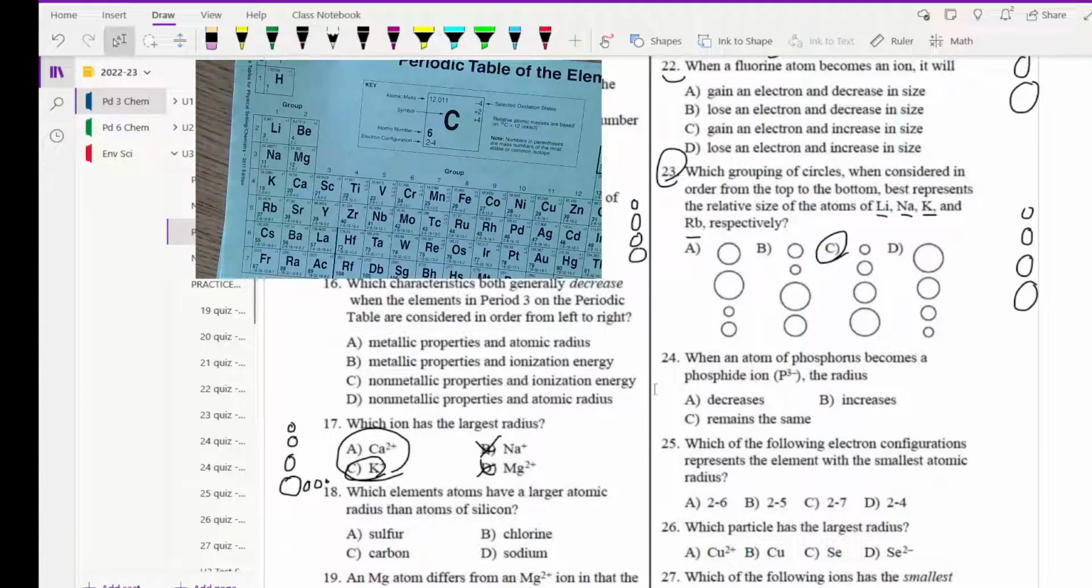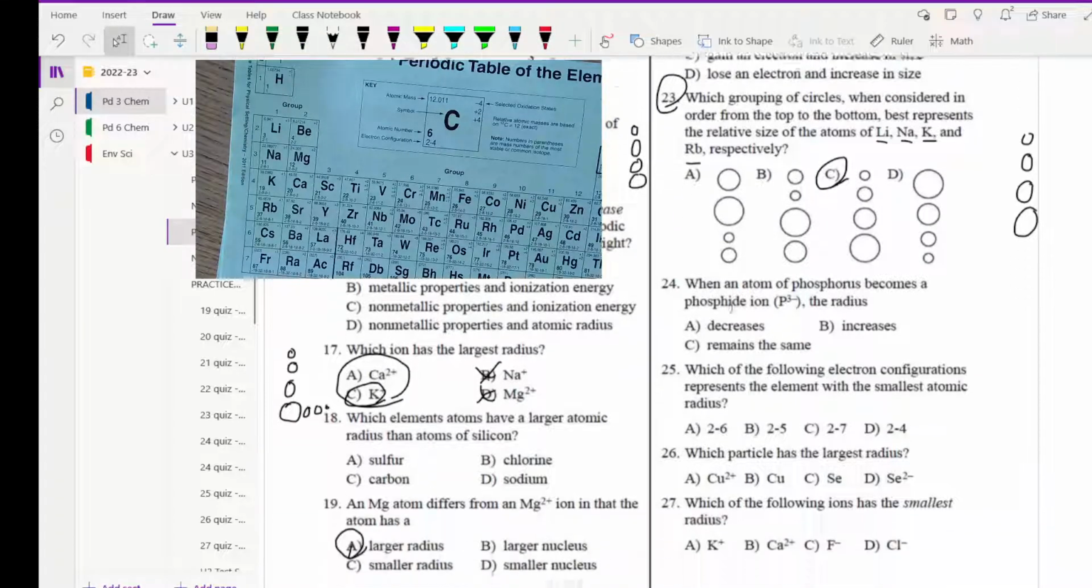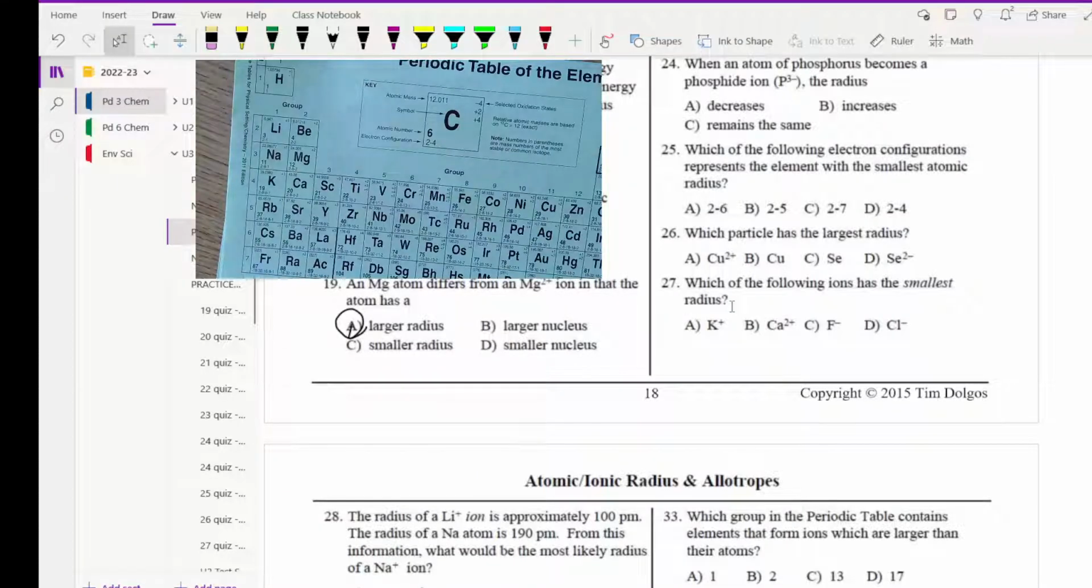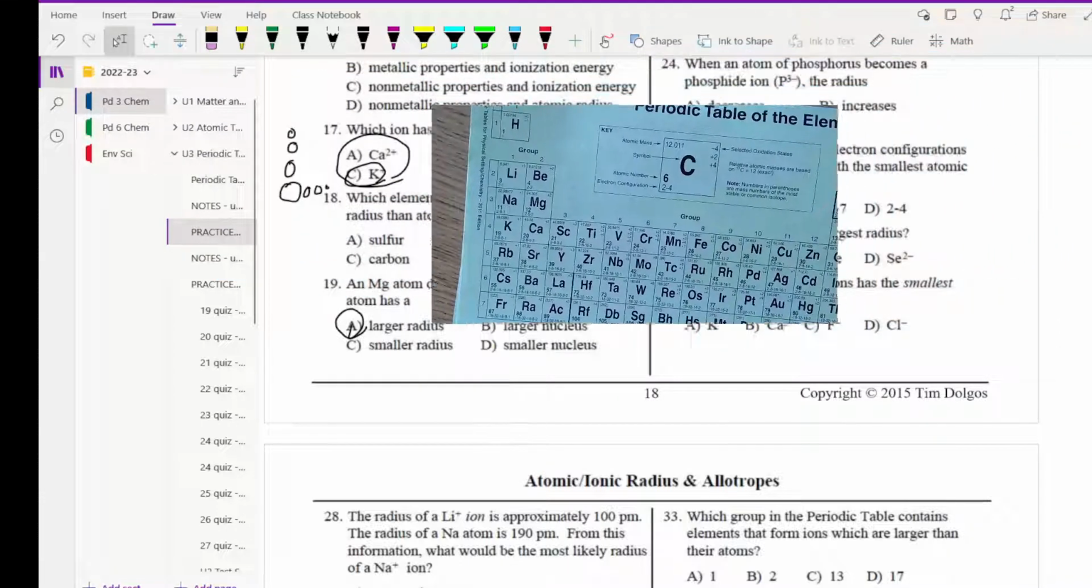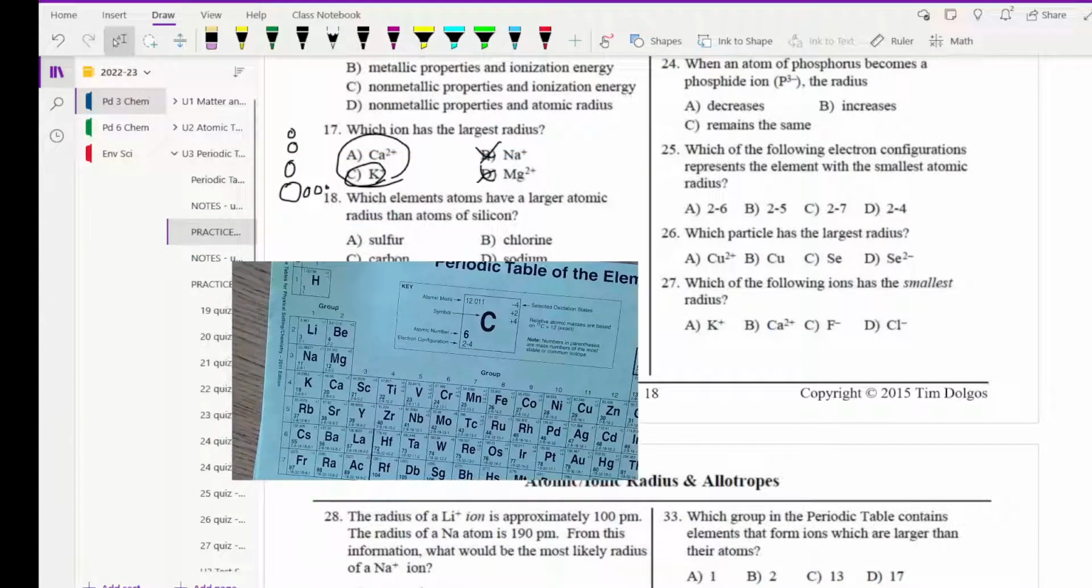And let's move on to 25. Which of the following electron configurations represents an element with the smallest atomic radius? All right, perfect. Okay, so the idea here is, where's my drawing? First of all, let's move this out of the way. No, you still need to see that. Okay, sorry.